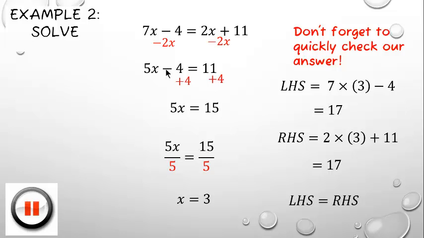Okay, example 3, solve 3 outside of 2x plus 4 equals 8 outside of x plus 1. We have everything here. We've got brackets, pronumerals on both sides. What we need to do firstly, though, is start by expanding the brackets.